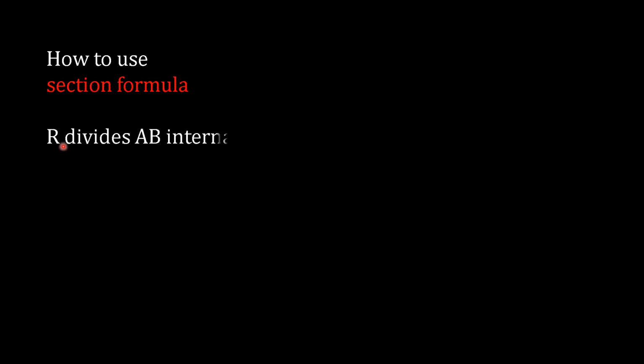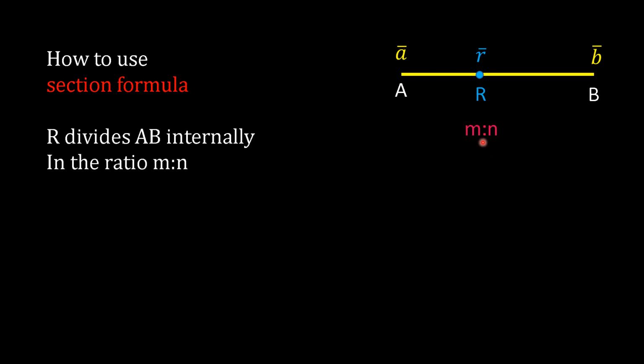Now the question is how to use section formula. Here R divides segment AB internally in the ratio m as to n. Here A bar is position vector of A, R bar is position vector of R, and B bar is position vector of B. Now we have the section formula for internal division. R bar equals m B bar plus n A bar upon m plus n. Here we observe that for m B bar and n A bar we have to do cross working.